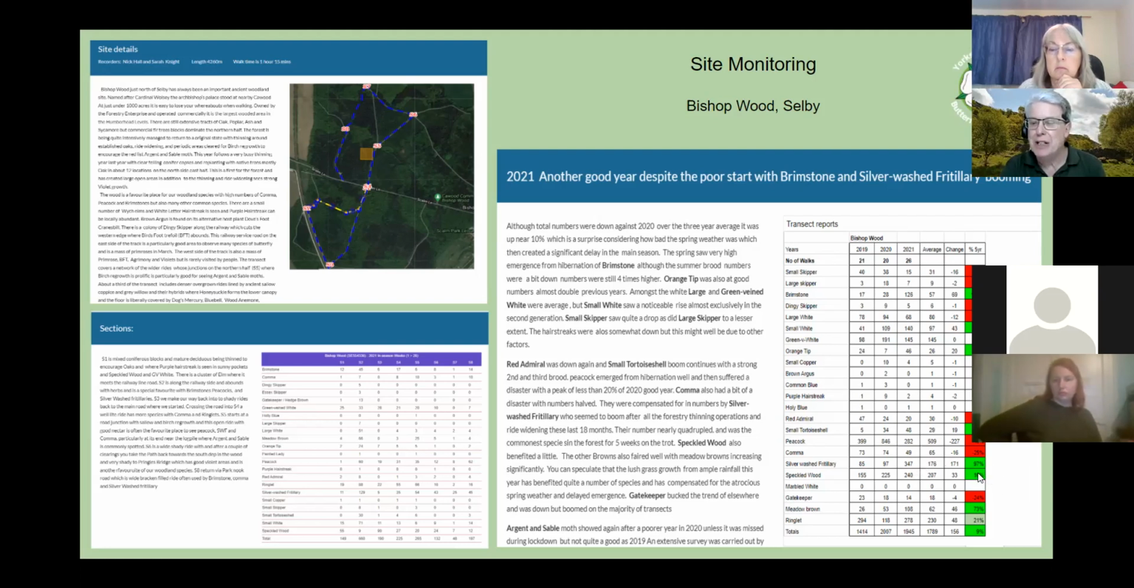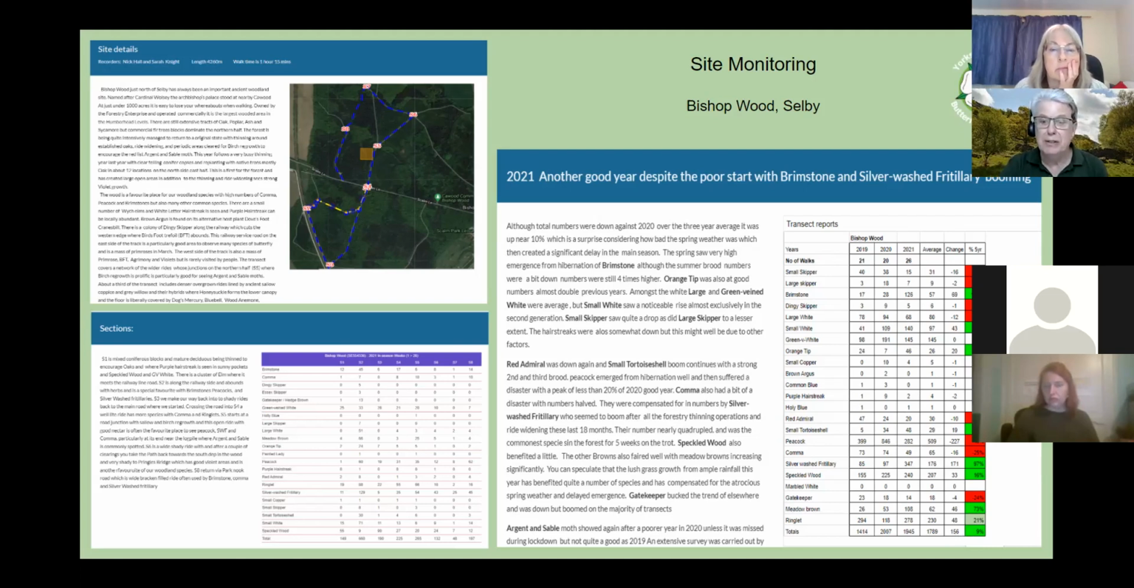Speckled woods were actually up. It is a very wet site and it was flooded this last spring. That might have helped the speckled wood survive, unlike other areas. Meadow brown's up, ringlet slightly up, and the total, interestingly, even with the weather we had last year, the totals are up.